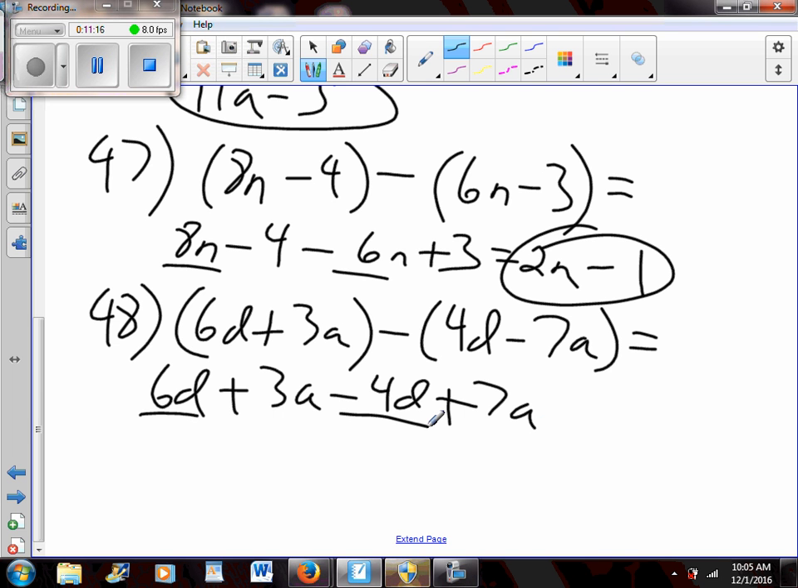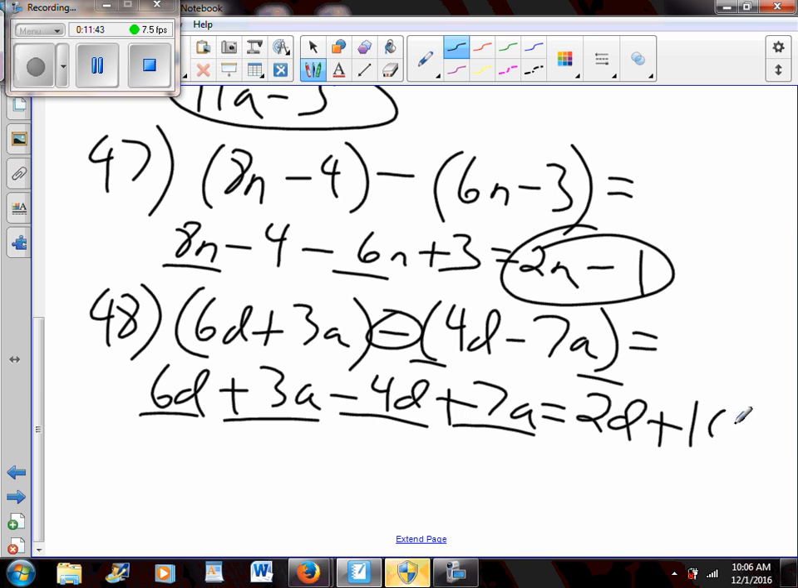6d minus 4d produces what? A positive 2d. Then you got, see, now you can see easily plus 3a plus 7a. But y'all were trying to do too much of this in your head. And that's one of the reasons you were making these careless mistakes. Remember, when there's a minus sign right here in front of the parentheses, when you clear the parentheses, it's going to change the signs on both terms inside. So this becomes a plus 3a plus 7a.